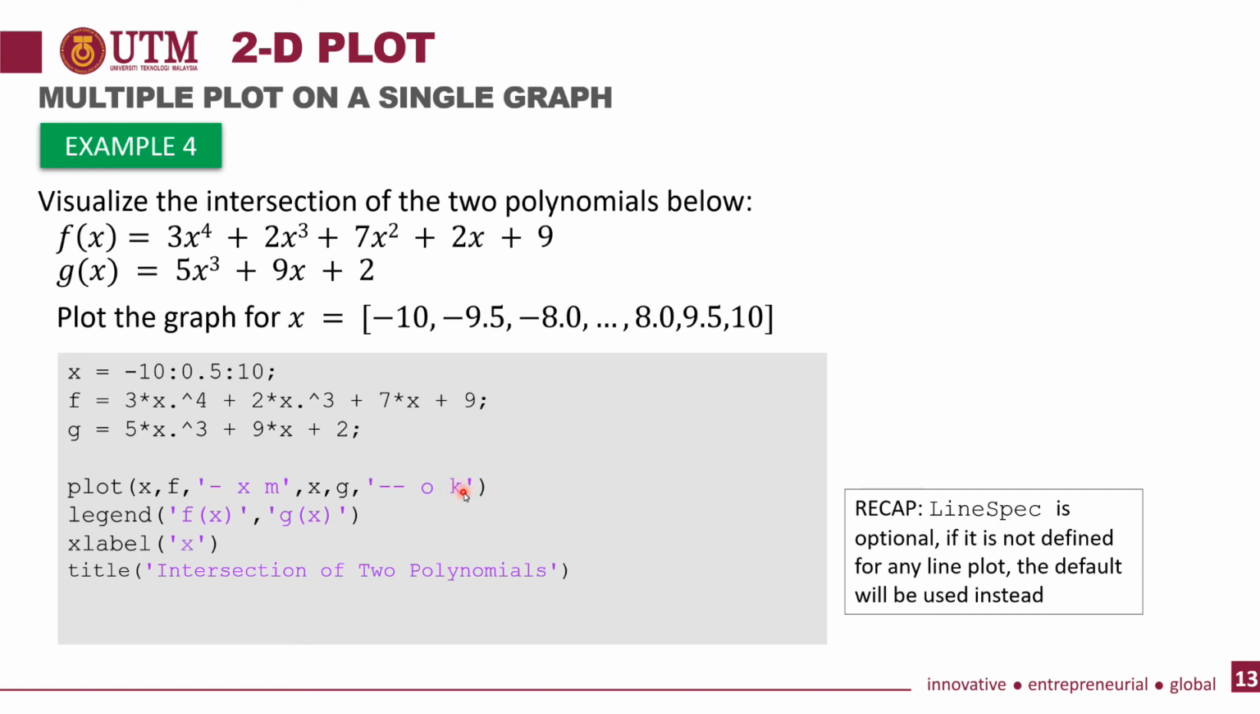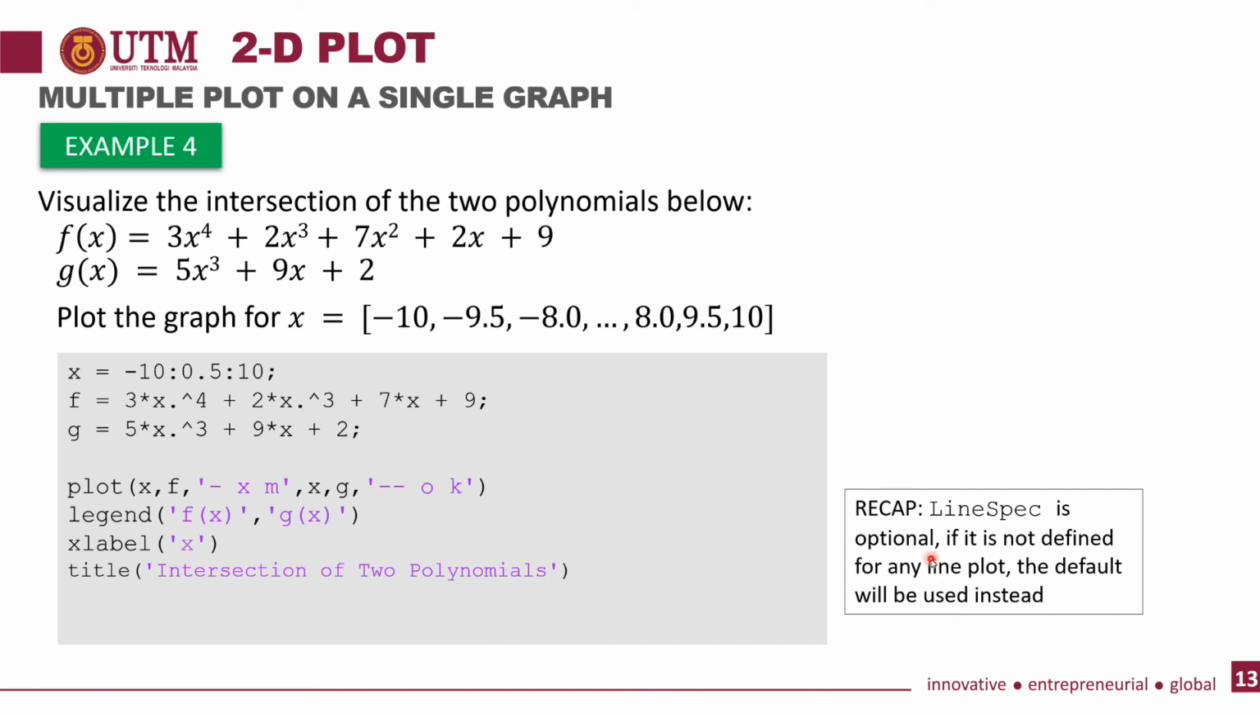Then we initialize a legend here because we wanted to differentiate what represents the first graph and what represents the second graph. The first graph represents the function f(x), and the second graph represents the function g(x). We label the x axis as x, and we put a title of intersection of two polynomials. Recap: line spec is optional, but if it is not defined for any line plot, the default will be used instead. So it depends on you.